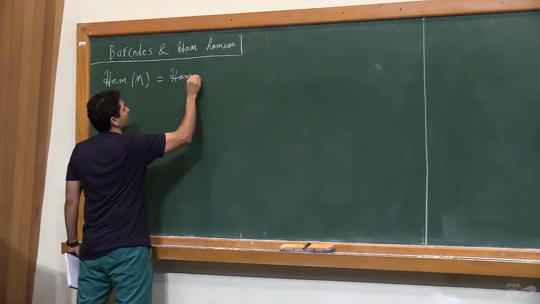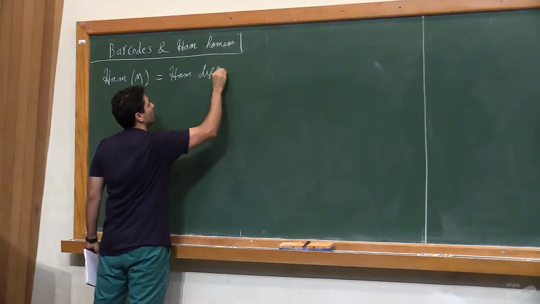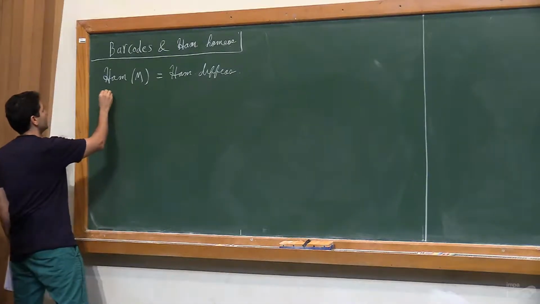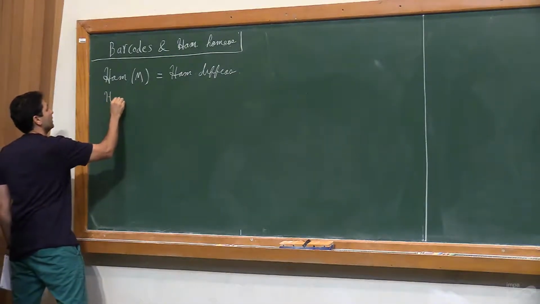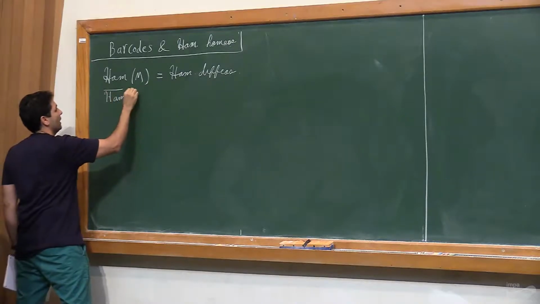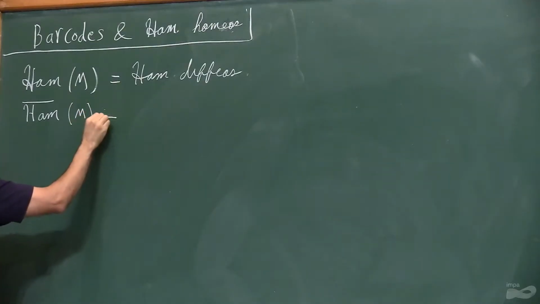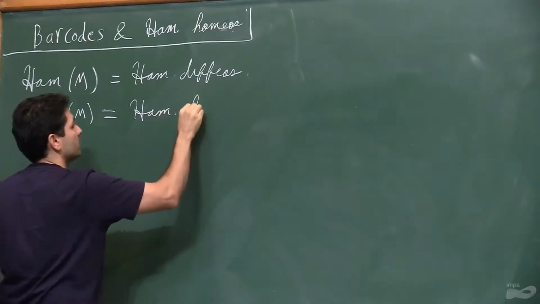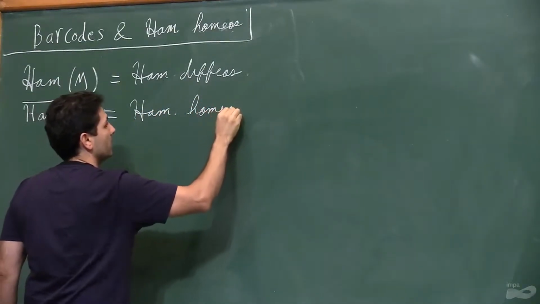Okay, so we have a symplectic manifold, and Ham(M), as usual, denotes Hamiltonian diffeos. What I'm really interested in addressing in this talk is what I denote by Ham-bar(M). This is the set of Hamiltonian homeomorphisms of our symplectic manifold.